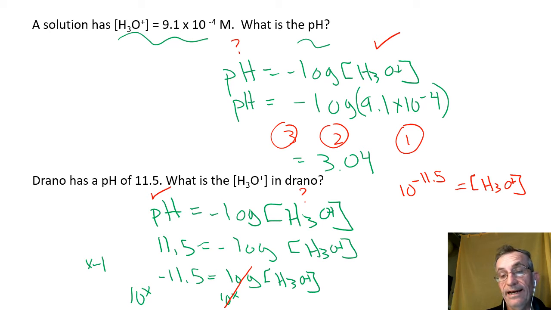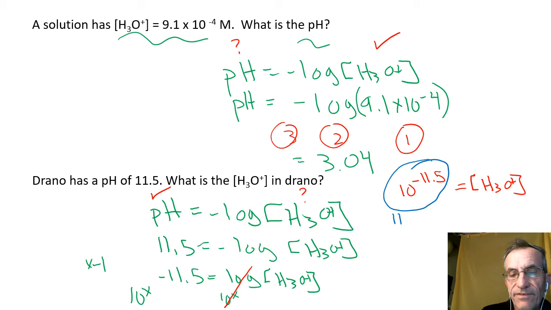Okay. Now, the tricky part, maybe, is actually getting this into your calculator. So let me tell you how to do it on my calculator, and then you could try it on yours, okay? So I need to enter this on my calculator to see what the actual number is. What is the actual amount of hydronium ion? So on my calculator, the way I would enter this is I would actually type in 11.5.